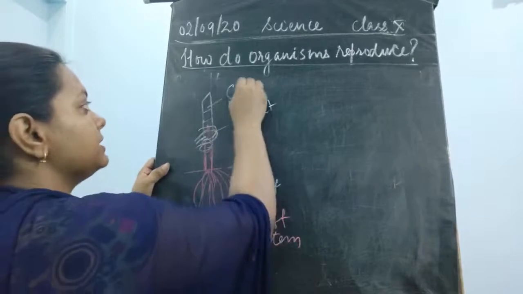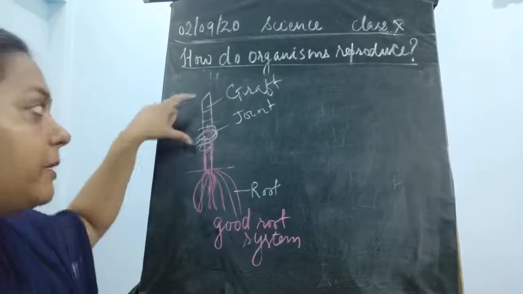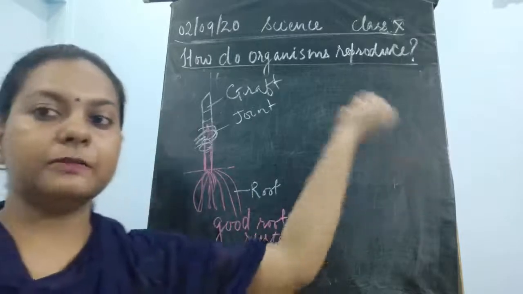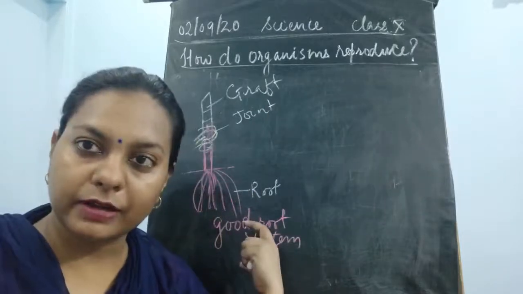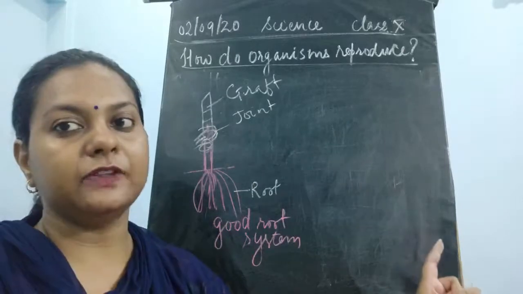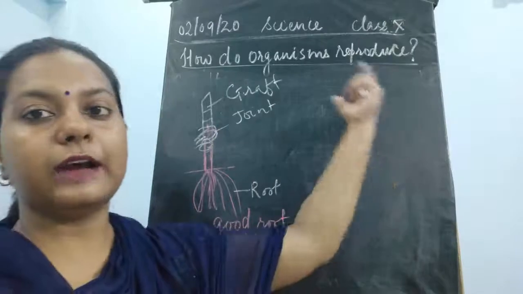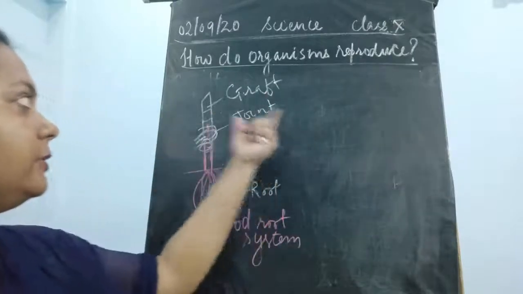This is said to be a graft. This part which we have taken from some other plant is said to be a graft. It is very similar to the transplant which we talk about in animals. So here grafting is being done. We'll take one graft from some plant and join it with this.